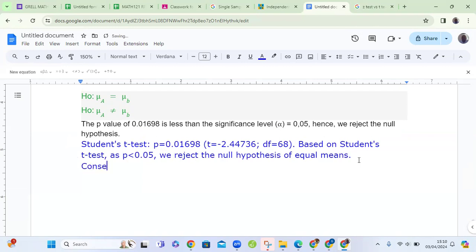Consequently, the mean of group A is not equal to that of group B. We need to calculate the means to see which mean is greater than the other. But there's a significant difference between them.